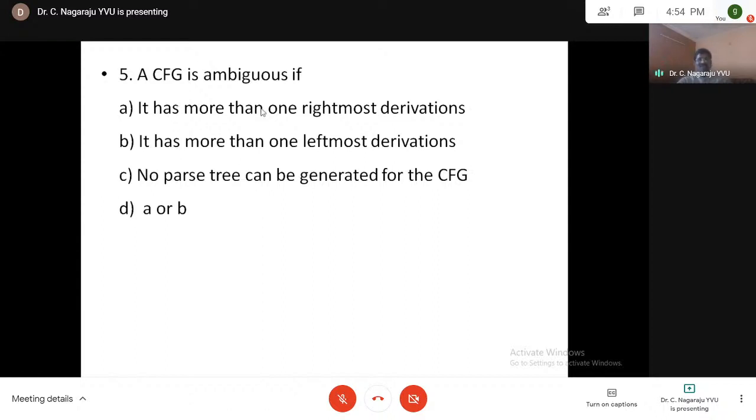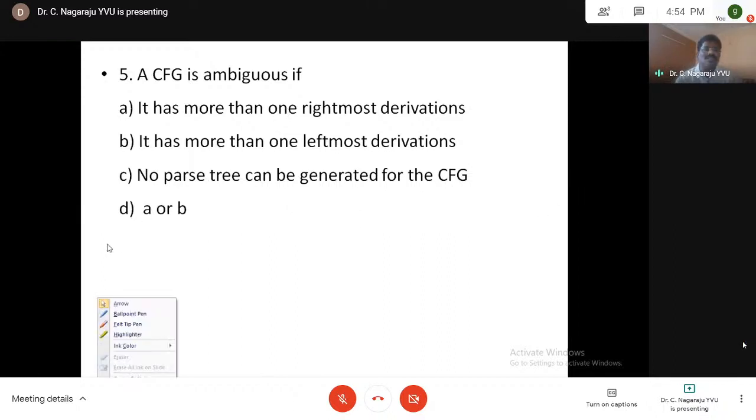The general definition for ambiguity is: if the expression has more than one derivation, then it is called ambiguous. More than one right derivation is ambiguous, and more than one left derivation is also ambiguous. So more than one tree, either left or right, is also ambiguous. So D is the answer.